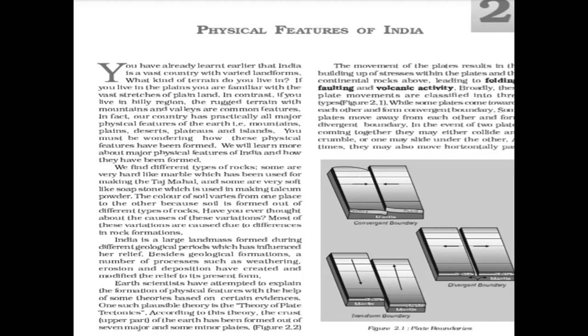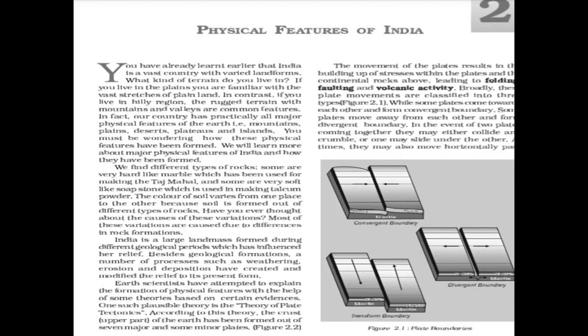There are different types of rocks. Some are very hard, like marble, which has been used to make the Taj Mahal. Some are very soft, like soapstone, which is used for making talcum powder. Types of rocks and their color depend upon relief features and the climate.